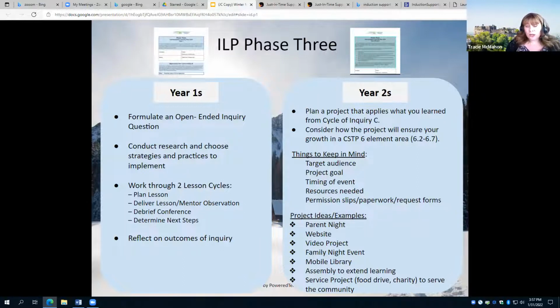What resources might you need? Are you going to need permission slips, paperwork, requests, like all of those things? So that's why it's important to really sit down now and start mapping it out.